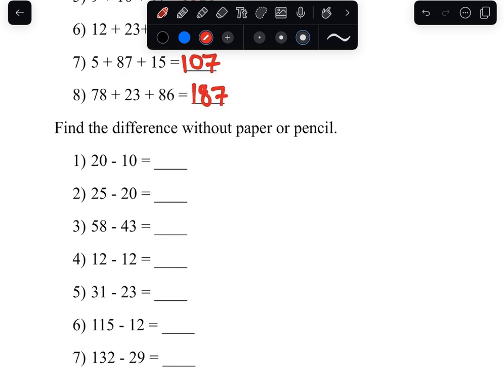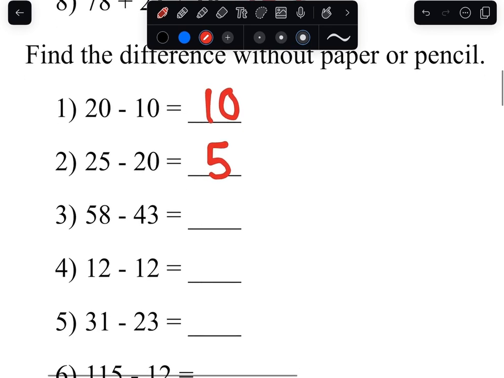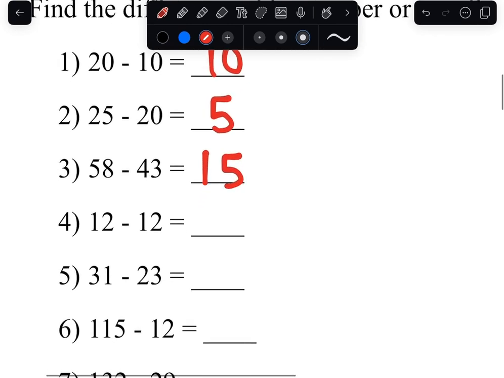Find the difference without paper or pencil. Number 1. 20 minus 10 is just 10. Number 2. 25 minus 20 is 5. Number 3. You subtract the ones place. So 8 minus 3 is 5. So you put down 5. 5 minus 4 is 1. So the answer is 15.